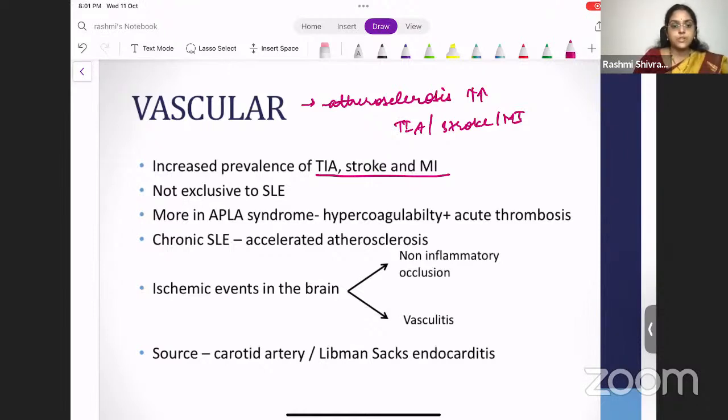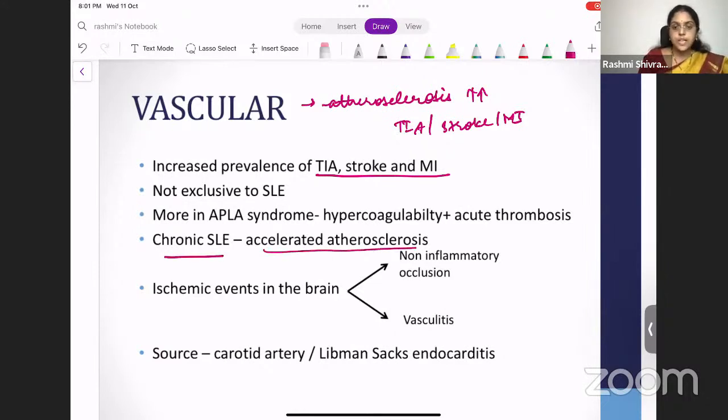Right. So when SLE is associated with APLA syndrome, or the patient is having APLA syndrome as such, antiphospholipid antibody syndrome, then the patient is having a hypercoagulable state, because of which there can be more thrombosis and causing more vascular complications to happen. But in chronic SLE, you will see there is an accelerated atherosclerosis.